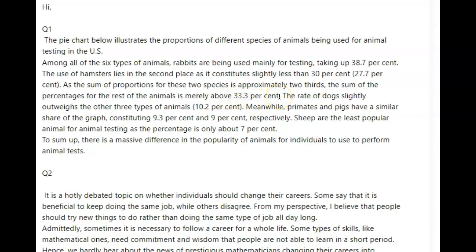Okay. The rate of dogs slightly outweighs the other 3 types of animals, 10%. Meanwhile, primates and pigs have a similar share of the graph, constituting 9.3% and 9% respectively. Sheep are the least popular animal for animal testing, as the percentage is only about 7%. To sum up, there is a massive difference in the popularity of animals for individuals to use to perform animal tests.